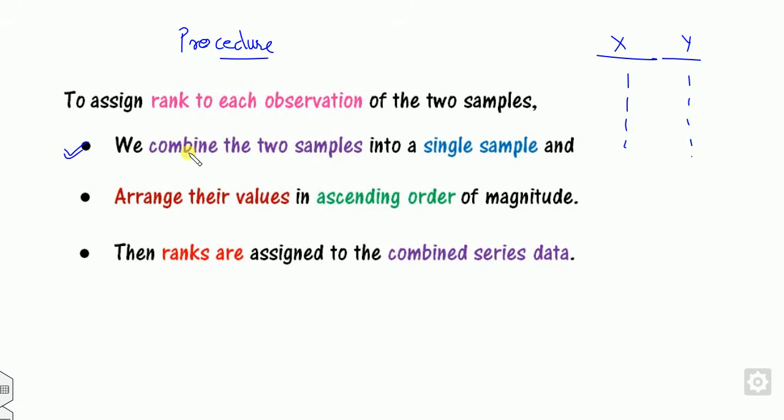The first step is to combine the two samples into a single sample. These are the values of x, these are the values of y, and we combine them into one. After combining, we arrange the values in ascending order, and then we rank their positions: 1, 2, and so on. If there is a repetition, like 4 and 4 occupying positions 3 and 4, we assign 3.5 and 3.5, and so on.